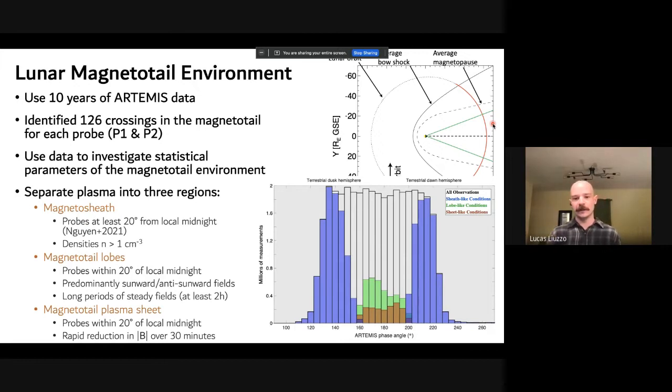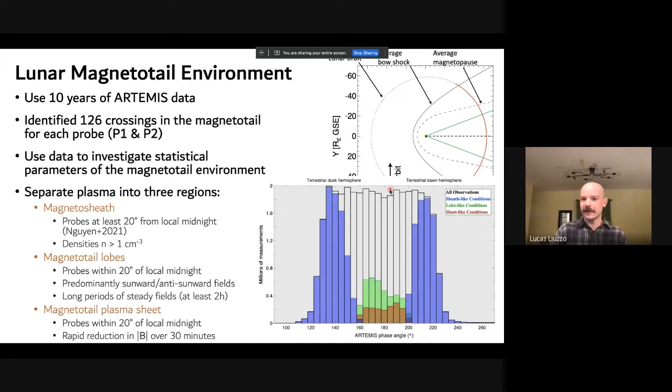Just to give you an idea, if we look at the total distribution of these three different populations over the 10-year ARTEMIS data set, immediately you see the magnetosheath pops out right away, this blue-purple color. Again, we're requiring that the probes are at least 20 degrees from midnight. Especially further toward the edges of the magnetosphere, all of this plasma is characterized as magnetosheath plasma. On the other hand, for the lobes and the magnetospheric plasma sheet, we see a much more even distribution located closer to midnight.